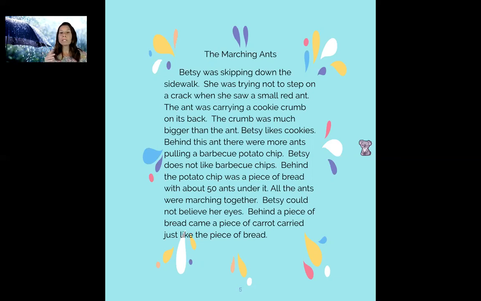Okay, so we're going to reread. Think about those things. You can jot them down and see if you get them right. Okay, you ready? The marching ants.